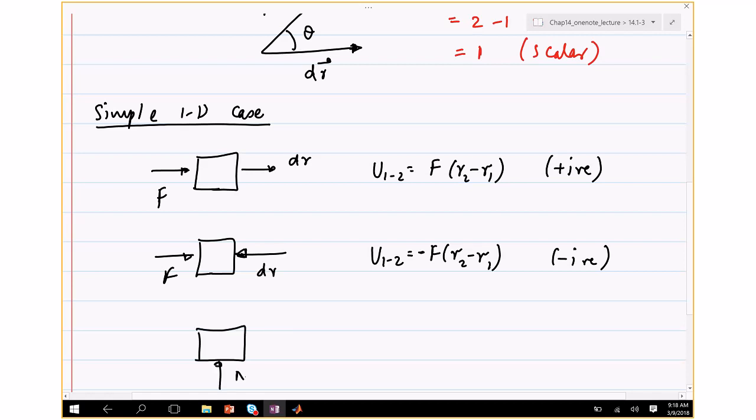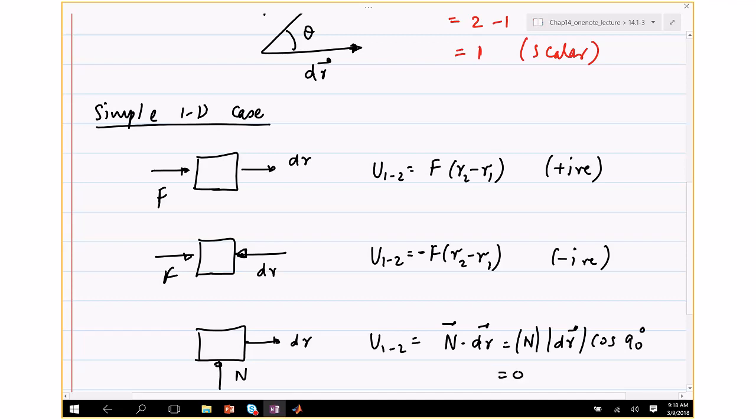Another thing to note is when there's a normal force, the work done by the normal force is 0, right? Because if you take N dot dr, then you have the magnitude of N, the magnitude of dr, times the cosine of the angle between N and dr. The angle between the two is 90 degrees, so it's going to be 0. So forces which are normal to the displacement will have a work done equal to 0.